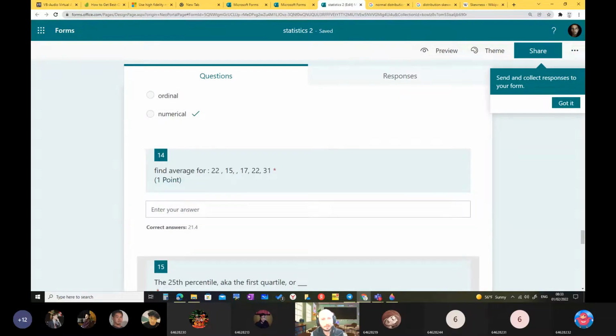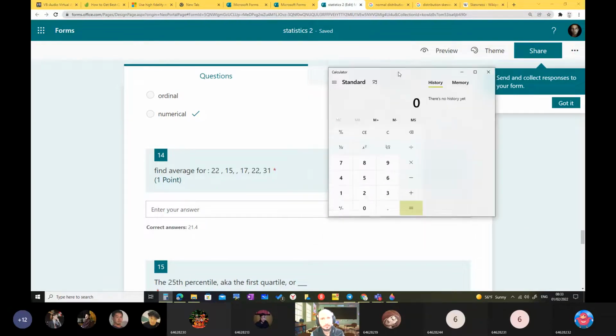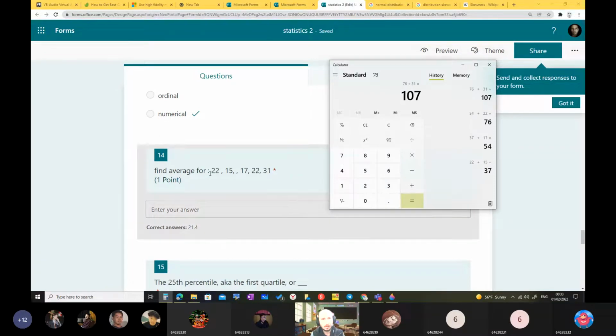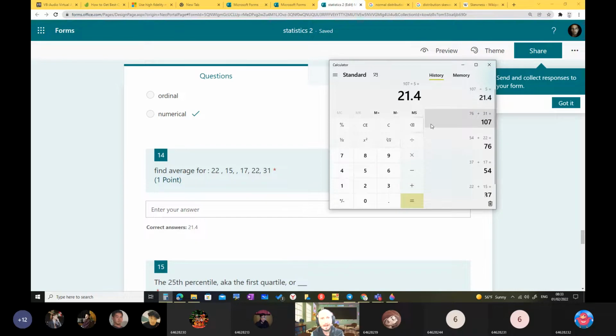Average, very easy to find, right? We take, for example, we have numbers, these numbers, 22 plus 15 plus 17 plus 22 plus 31. Total 107. And how many we have? 1, 2, 3, 4, 5. Divide by 5. 21.4. Okay, average. So this is how they find average. So we can imagine the average, right?